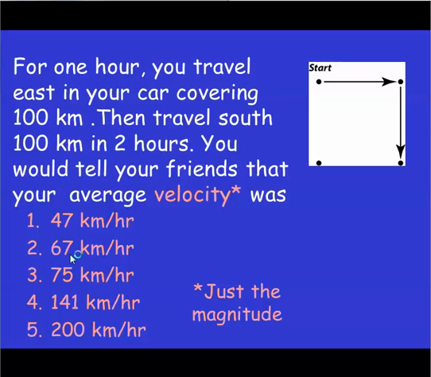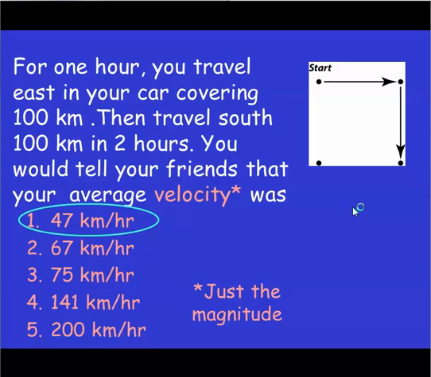Your average velocity, however, that's a different matter. So check out the picture here. You've got 100 to the east, then you have 100 south. So what's your average velocity in this situation? Once again, pause the video, and then you can come back and answer. It turns out it's 47 kilometers per hour.